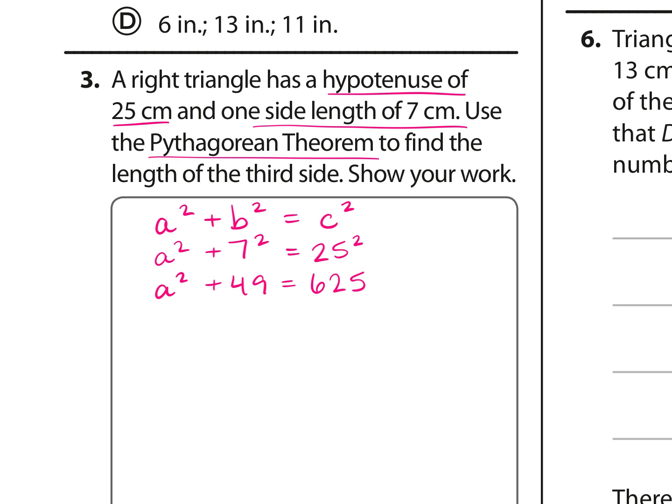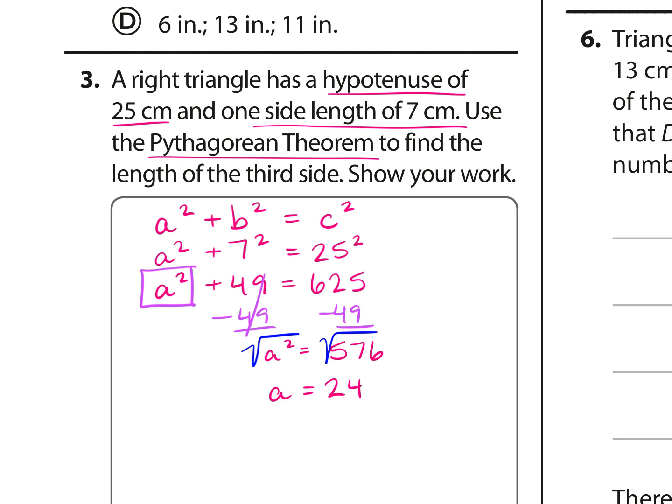And now I want to get this a squared by itself, so we'll subtract 49 from both sides. We're just solving an equation. And get that a squared is equal to 576. And then to get a by itself, we're going to square root both sides. And a comes out to exactly 24. So that third side is 24 centimeters.